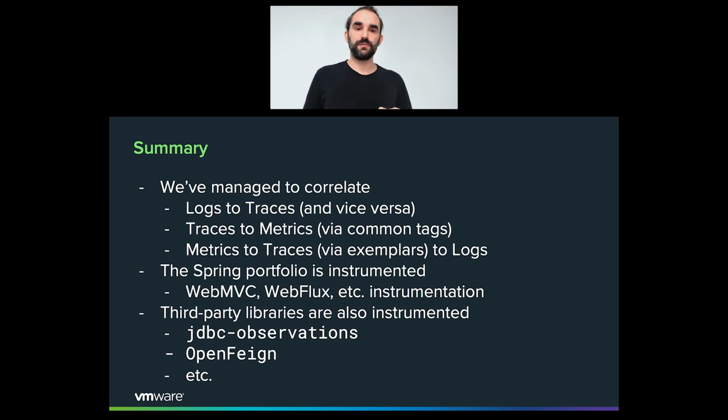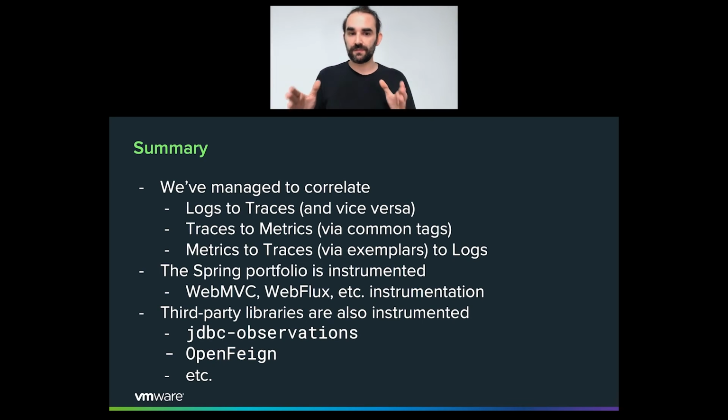Finally, we've managed to correlate metrics with traces. How was it possible? Because we used exemplars. So we've managed to attach to some metrics a current trace identifier. Thus, we could jump from metrics to traces. Now, if you'd like to go from metrics to logs, you can do it through the exemplars, because you will jump from metrics to traces, and from traces, you can jump to logs.